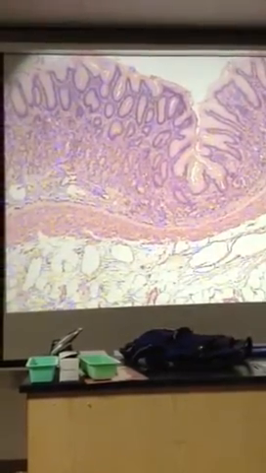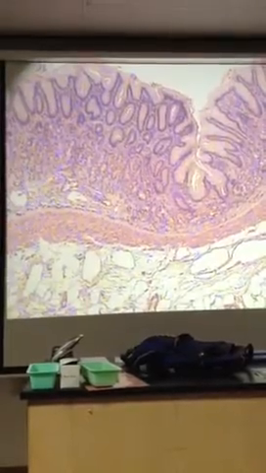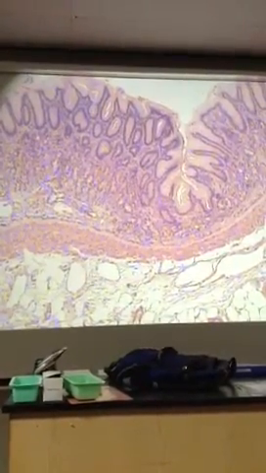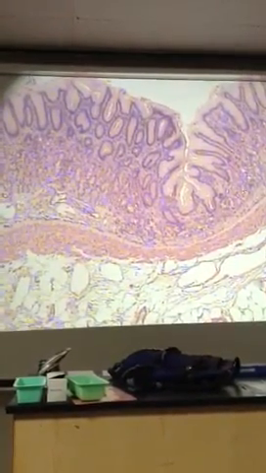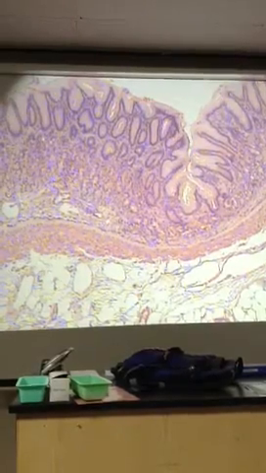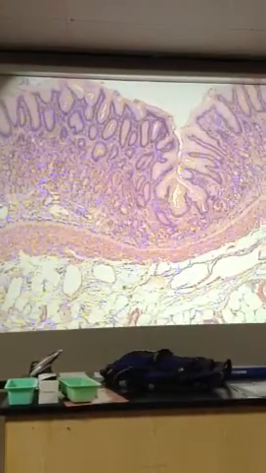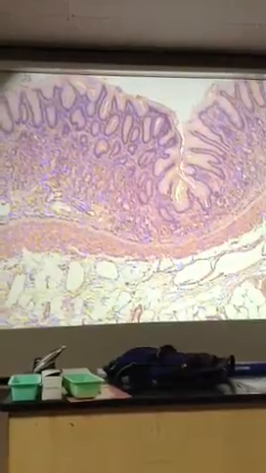Okay, and so these cells, these are all the simple columnar cells. This is all this other sort of clear stuff. This is all the mucus and gastric juice. Okay, so these simple columnar cells are here.